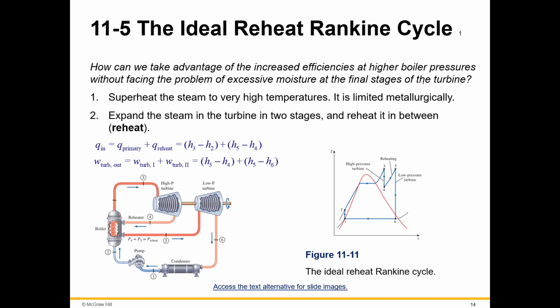So how can we take advantage of the increased efficiencies at higher boiler pressures without facing the problems of excess moisture at the final stages of the turbine? Because that's what we want to reduce. So one, we can superheat the steam to very high temperatures, and it is limited. And then you can expand the steam in the turbine in 2 stages and reheat it in between.